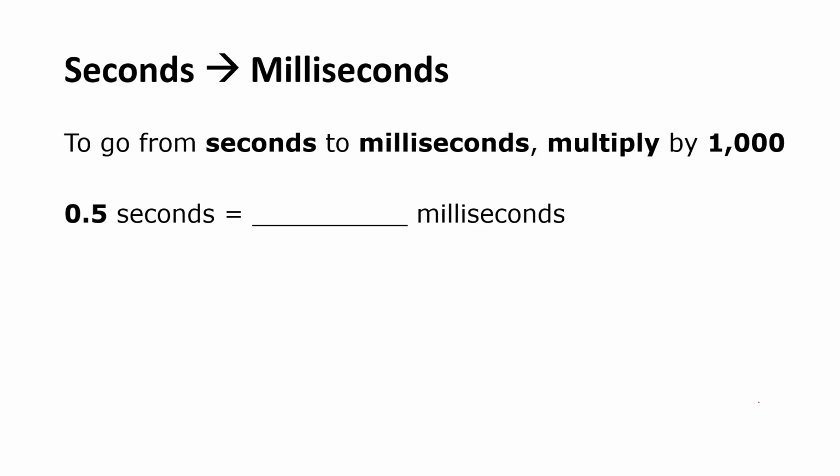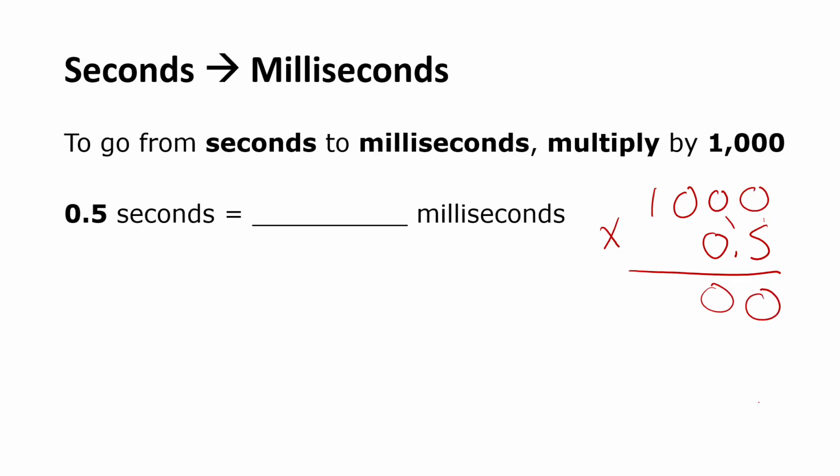Let's do another example. So let's go from seconds to milliseconds, but we'll start with 0.5 seconds. If we do the long multiplication way, we're going to have 1,000 times 0.5. 5 times 0 is 0, 5 times 0 is 0, 5 times 0 is 0, 5 times 1 is 5.